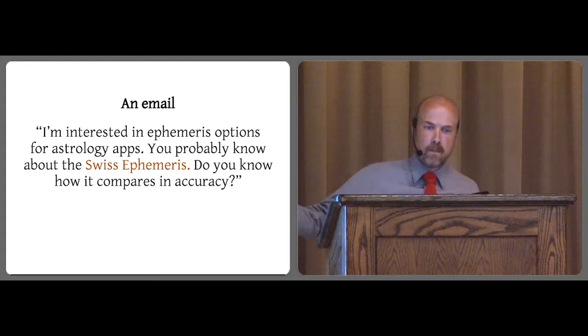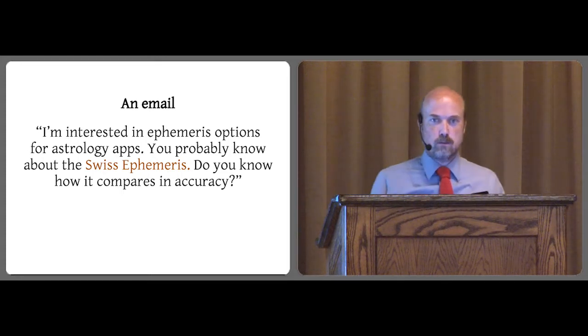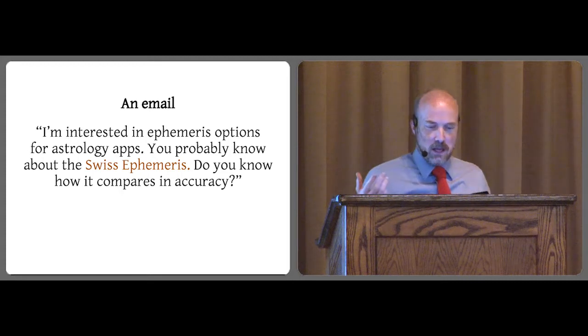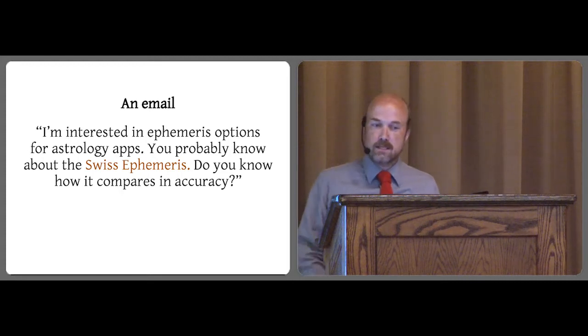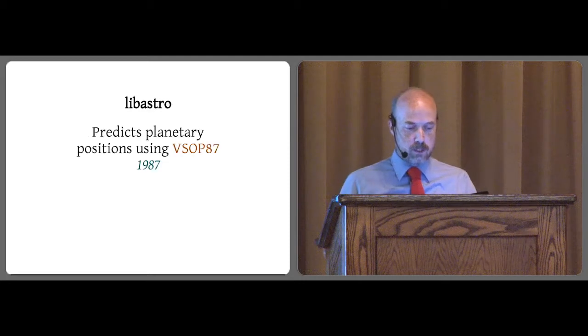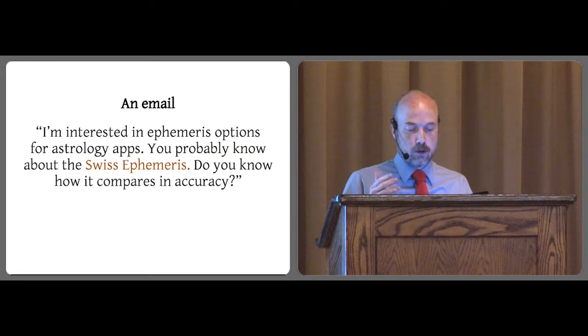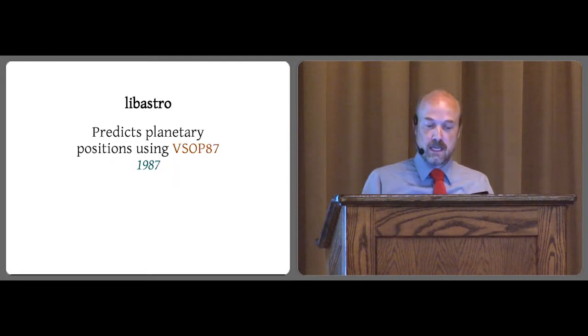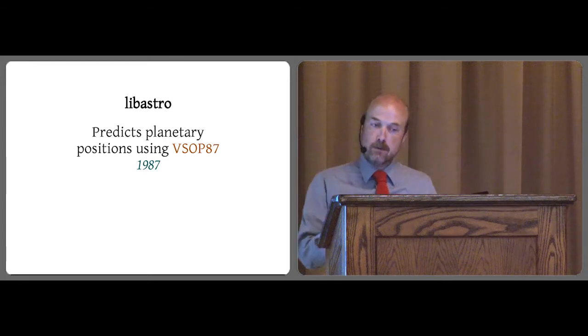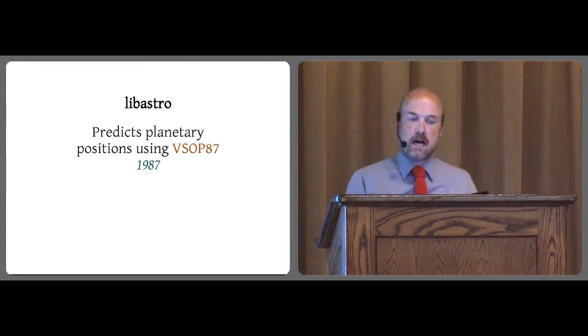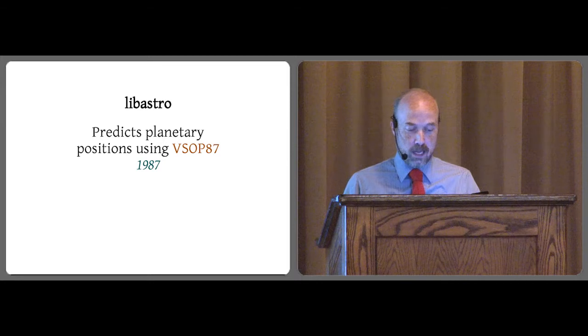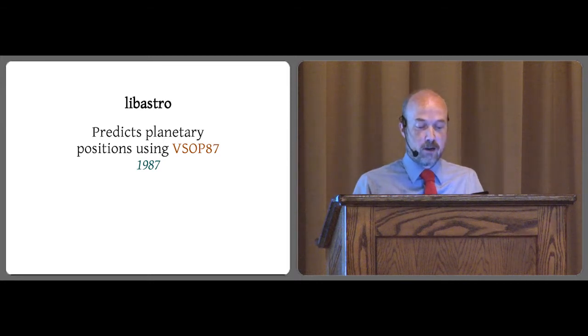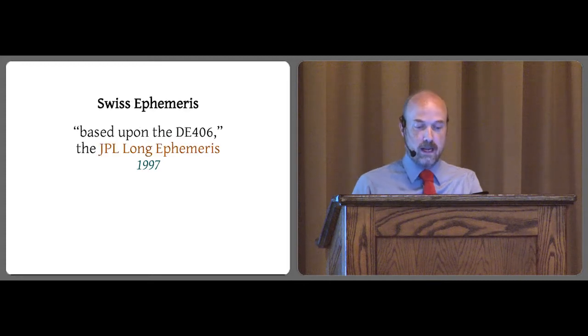"You probably know about the Swiss Ephemeris, which I'd never heard of. Do you know how it compares in accuracy?" So I went and looked up the Swiss Ephemeris. Well, first I looked, how does it compare in accuracy? I looked inside of libastro, and it uses a fairly good algorithm called VSOP87 for predicting where the planets would be. Someone contributed this later after the first version had come out, and Elwood incorporated it.